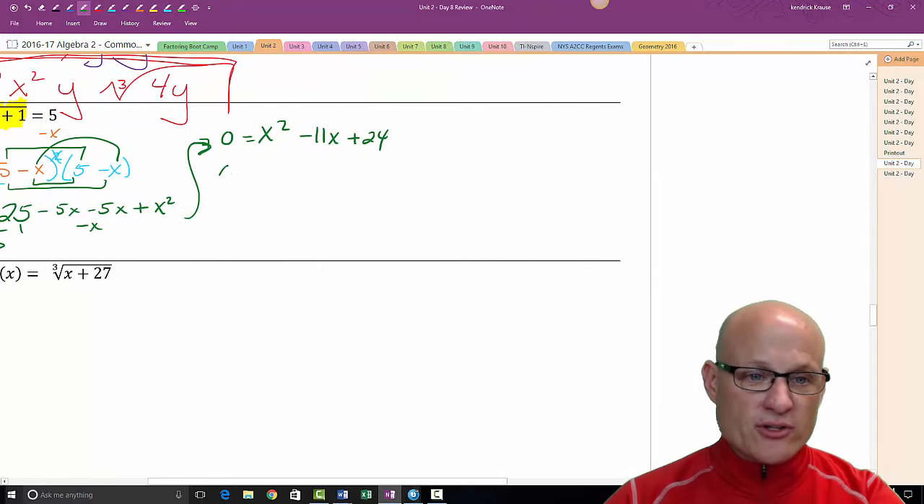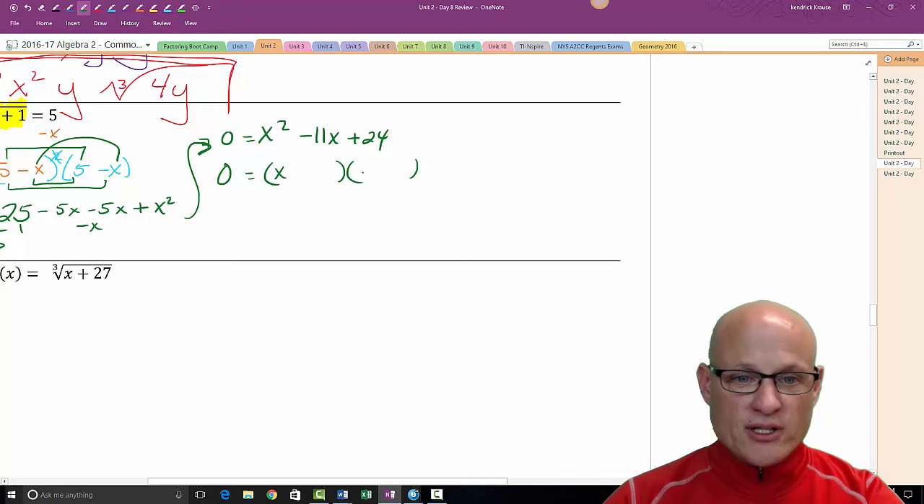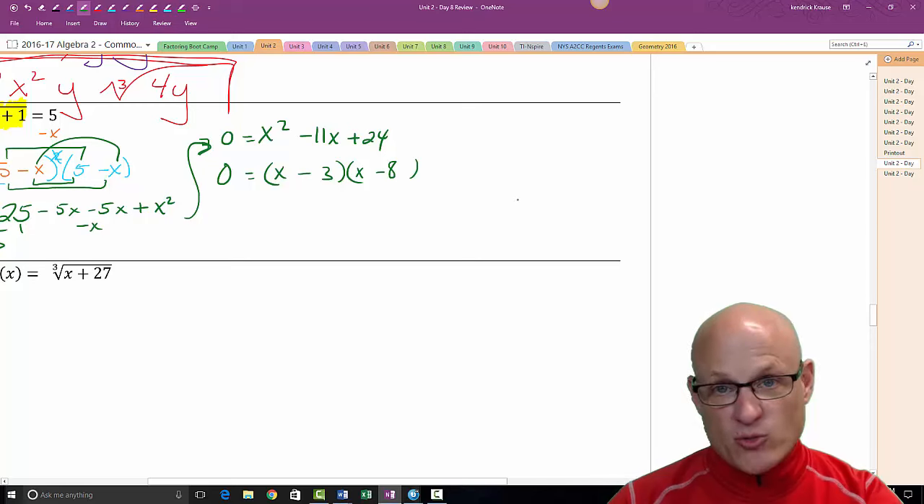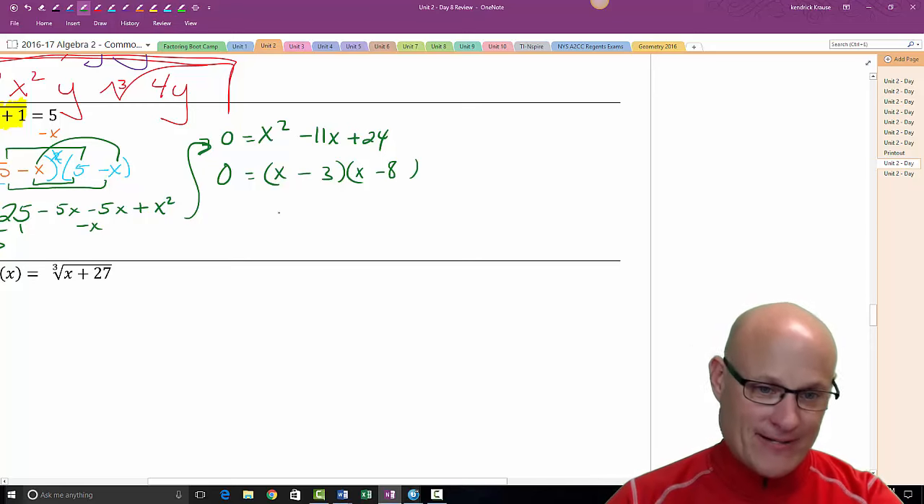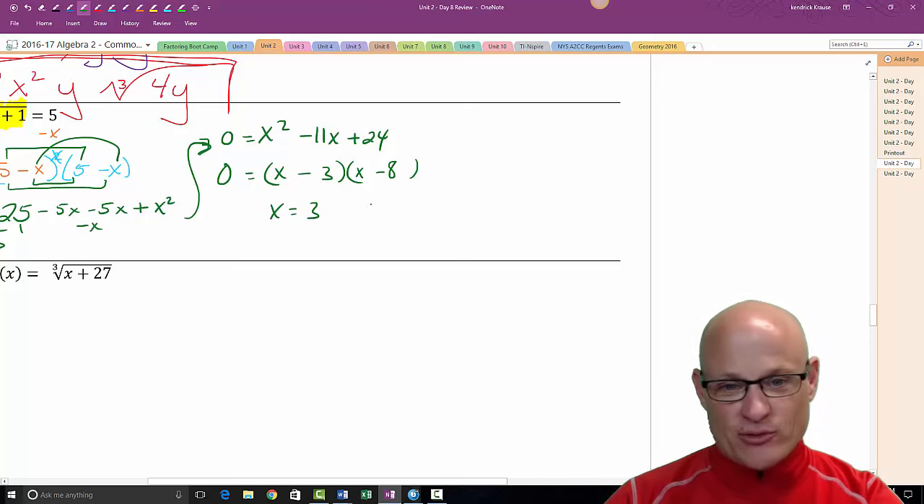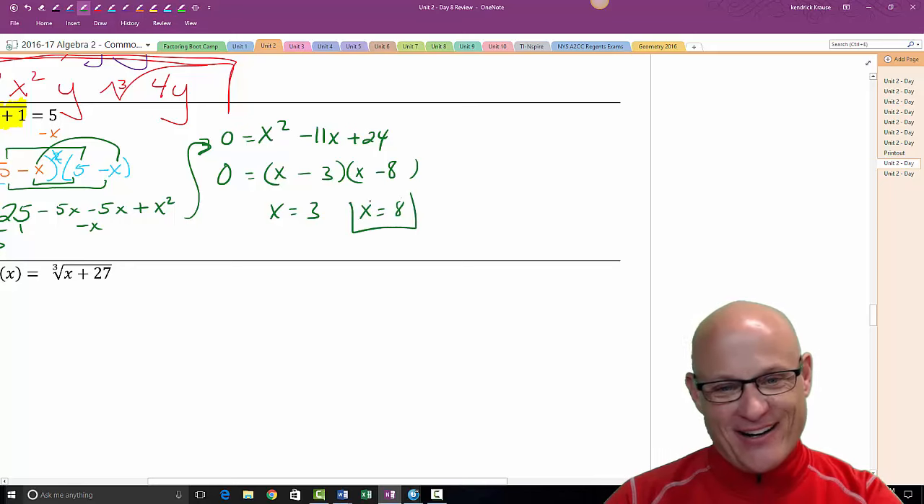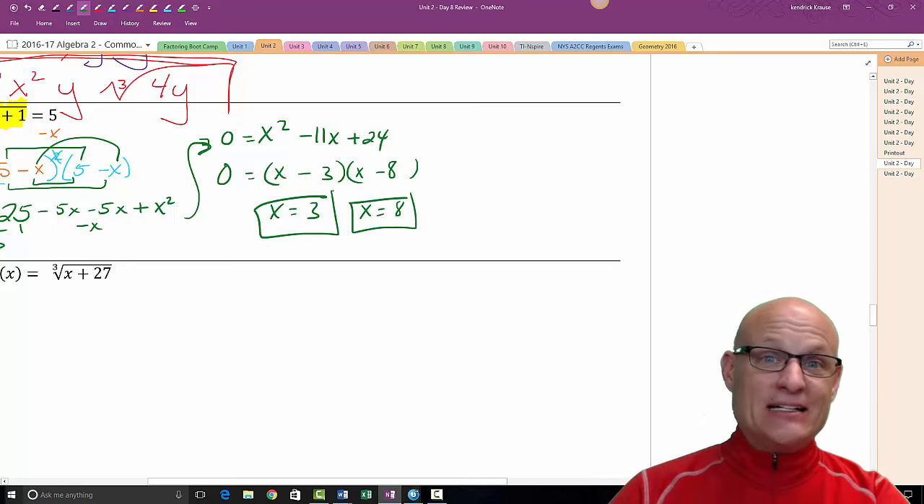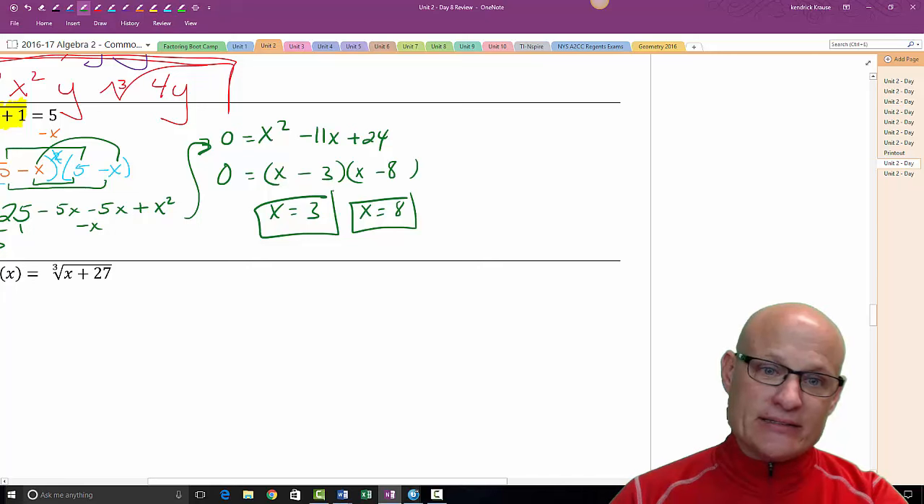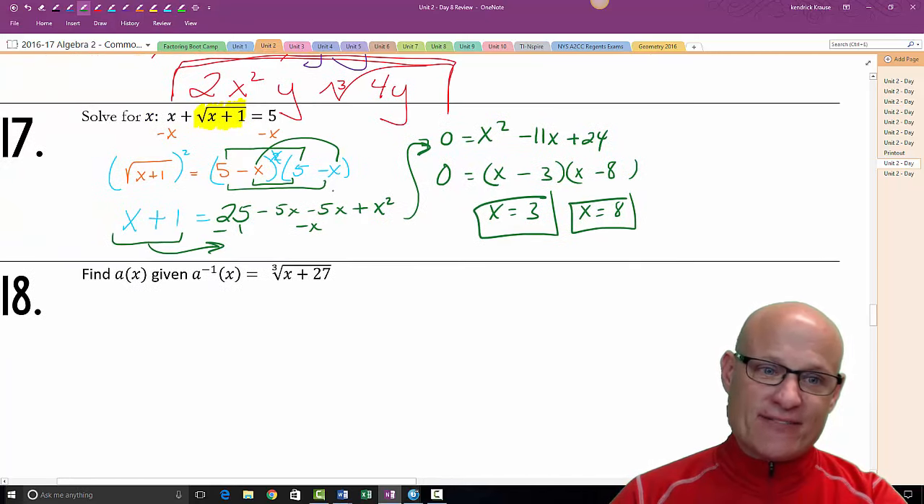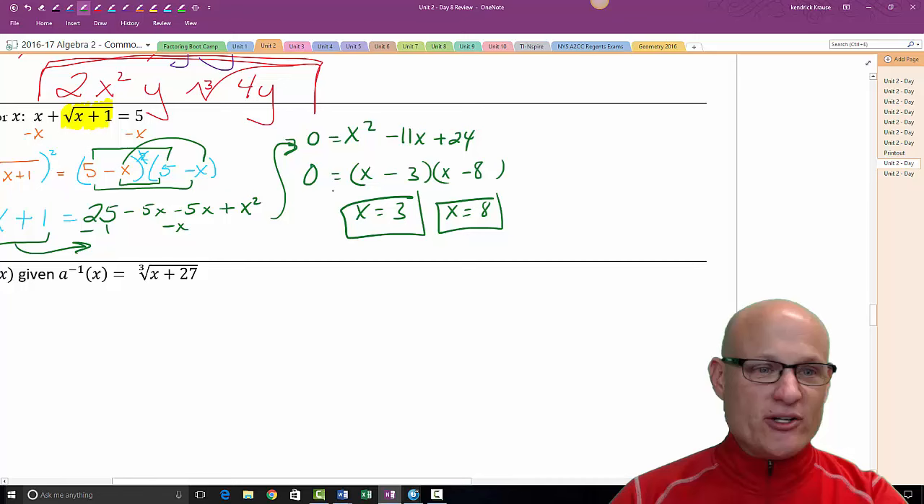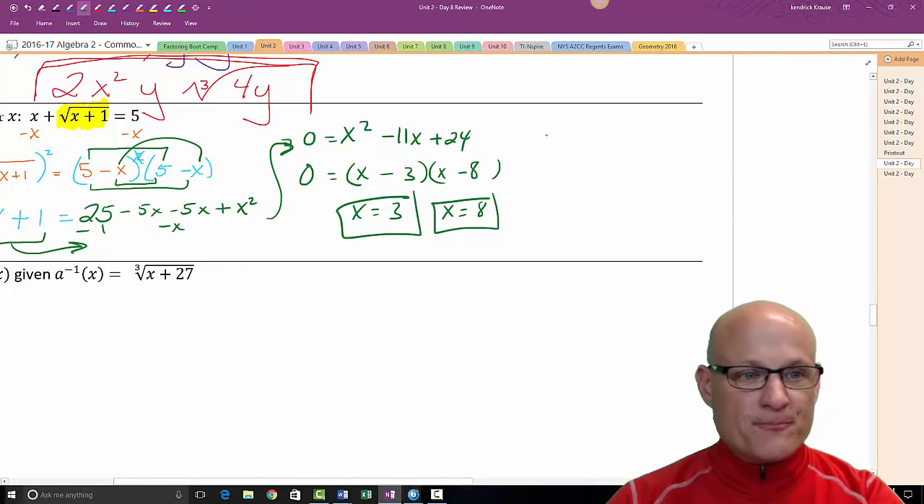All right, so I get 0 equals x and x, minus 3 and minus 8. Those multiply to 24, add up to 11. So my two answers are x equals 3 and x equals 8. Oh, goody. Wait! Mr. Krause said we might get these things called extraneous solutions, and I have to check my answers. So we're going to do that. We're going to check our answers. So let's check them.